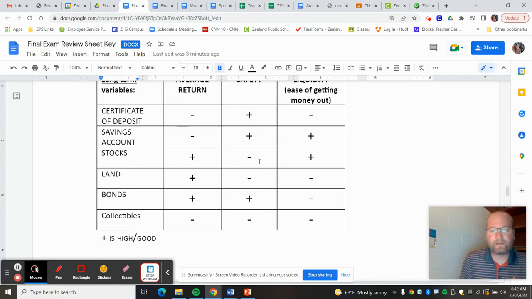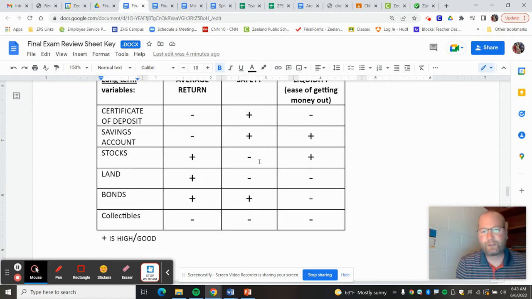Stocks, average return can be very, very high depending on how the stock market is doing. The safety is not high. Like this past couple of weeks, the stock market's struggled, and so the risk there is that you could lose a lot of your money using stocks. But on the flip side, you might be able to gain a lot of money.